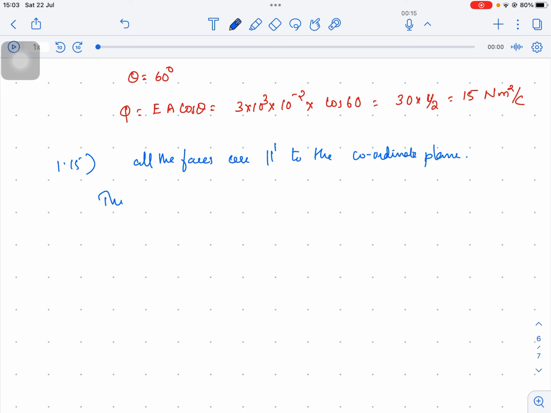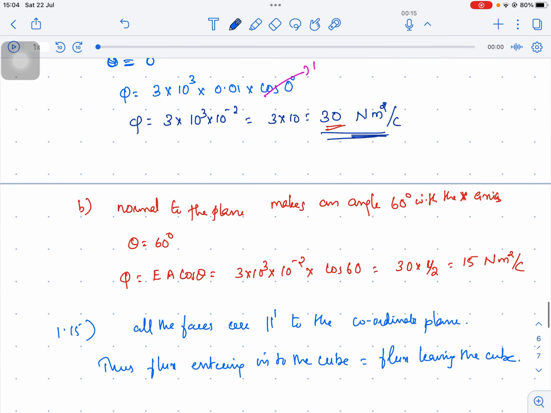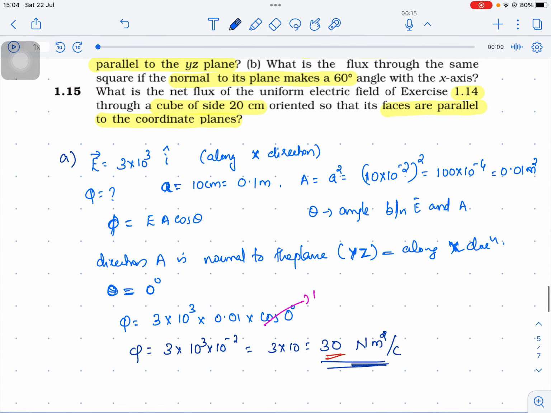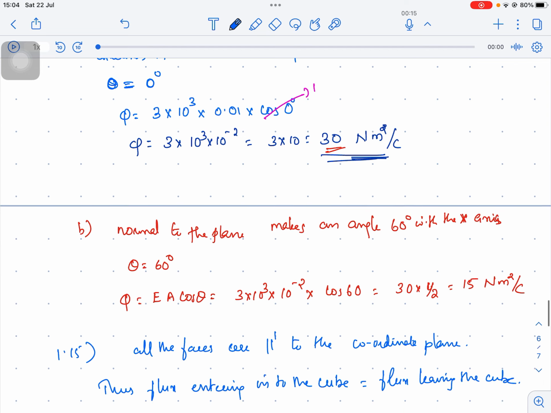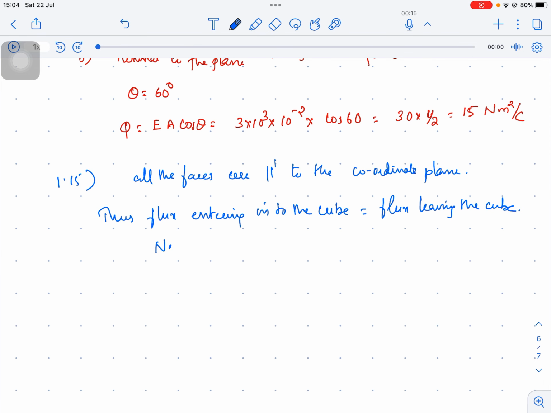Thus flux entering into the cube is equal to flux leaving the cube. That says that total flux is 0. Net flux is 0. So net flux inside the cube is 0. So this is question number 115. Okay.